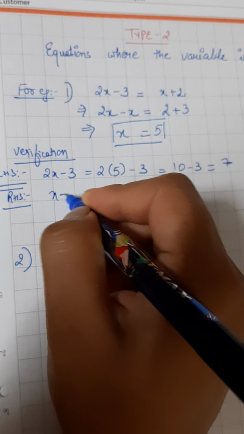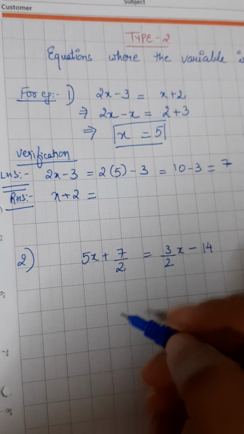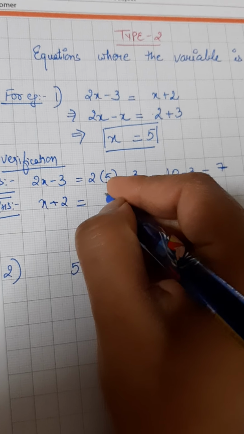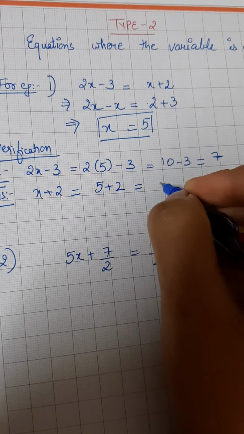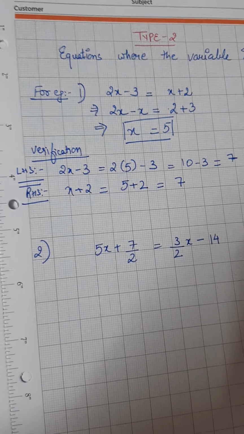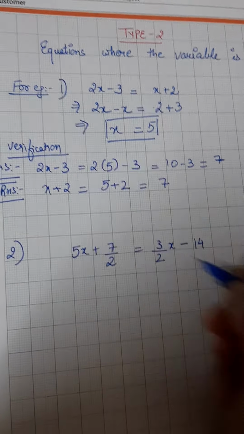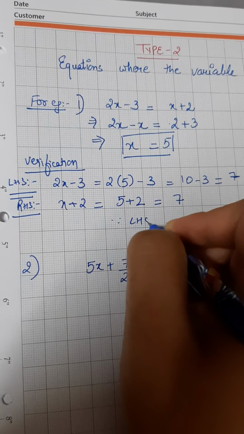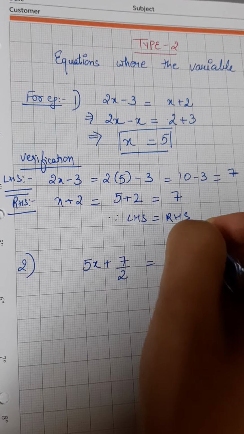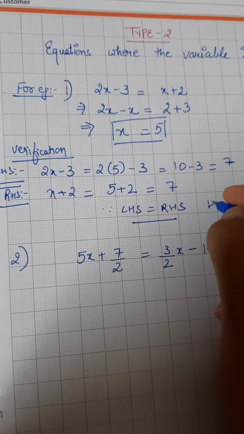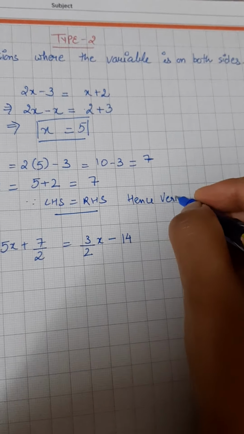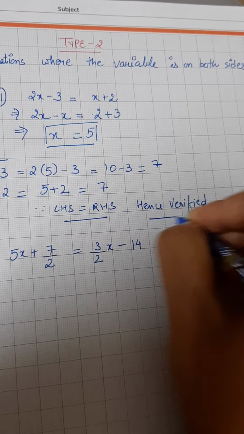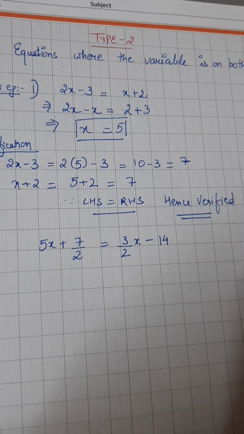So it is x plus 2, which is equal to, what is the value of x? x is 5, so 5 plus 2, that is equal to 7. Now you can see that both LHS and RHS are same. Now since LHS is equal to RHS, hence verified. We can see that our answer is perfectly correct.